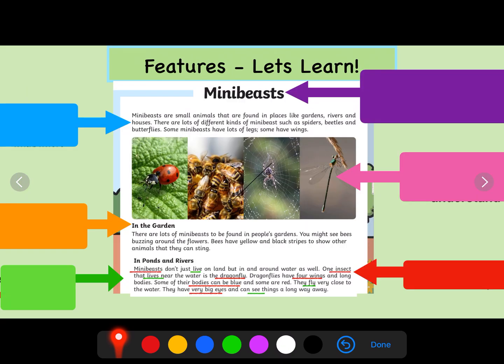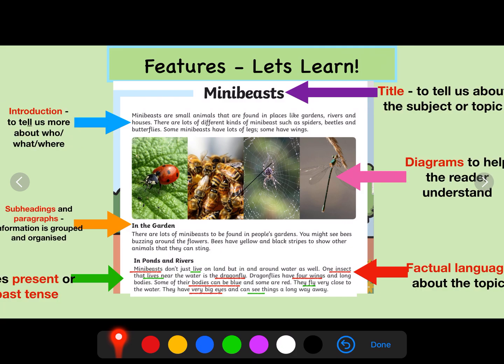Okay, if you are not quite sure about any of the features, have a look at the arrows and see if you can work out what you think they might be pointing to. Have another go if you were not sure. Super, let's have a little look at some of the features.